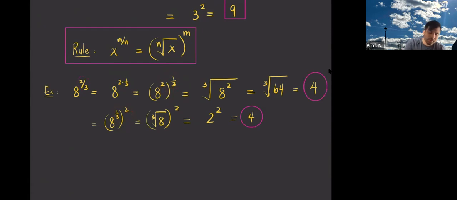So what's another rule? I should extend this rule now. Not only can I write the m over n as the nth root first and then the mth power, I can also write this as the nth root of x to the mth power. I know this sounds kind of weird to say that. The nth root and the mth power.